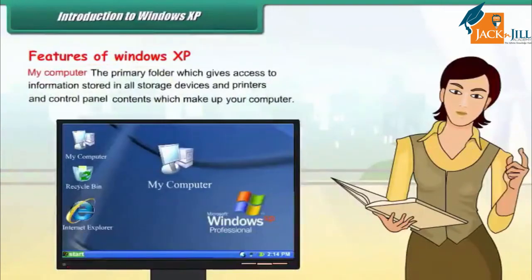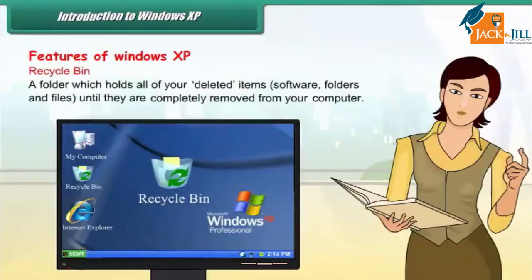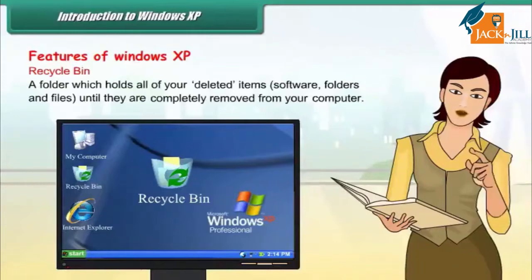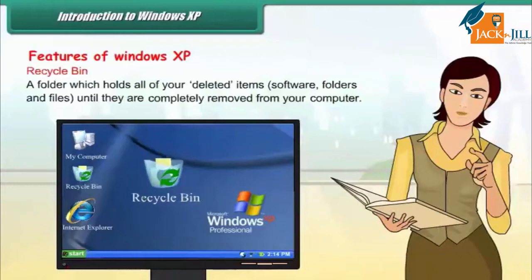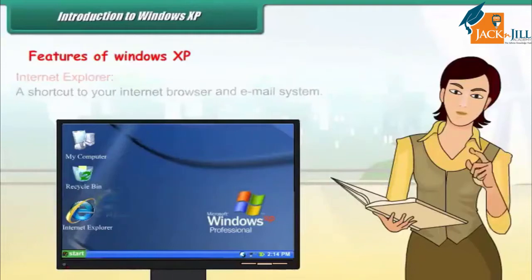My Computer. The primary folder which gives access to information stored in all storage devices and printers and Control Panel contents which make up your computer. Recycle Bin. A folder which holds all of your deleted items, software, folders and files until they are completely removed from your computer. Internet Explorer. A shortcut to your internet browser and email system.